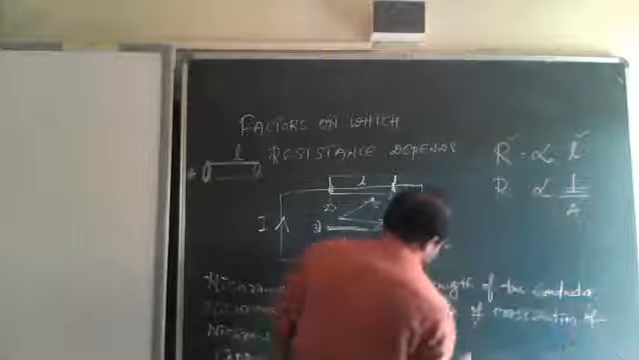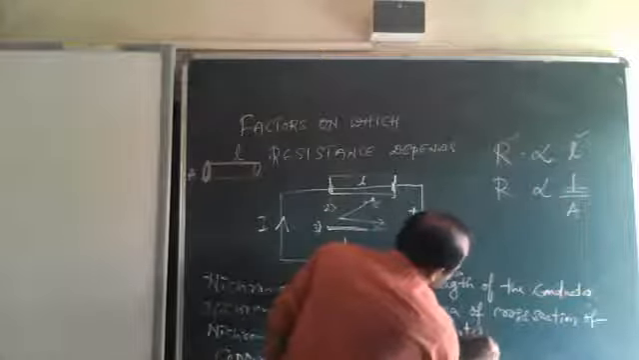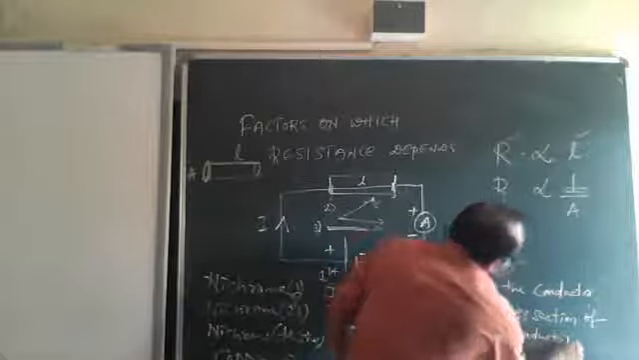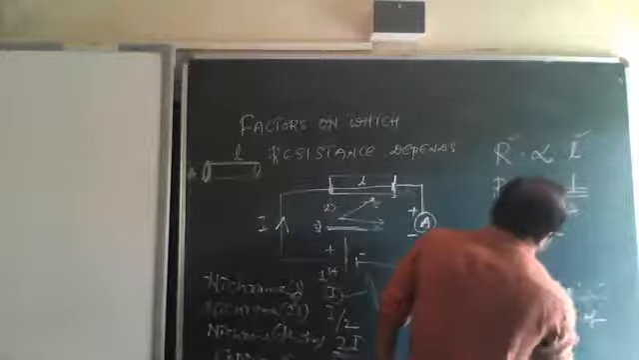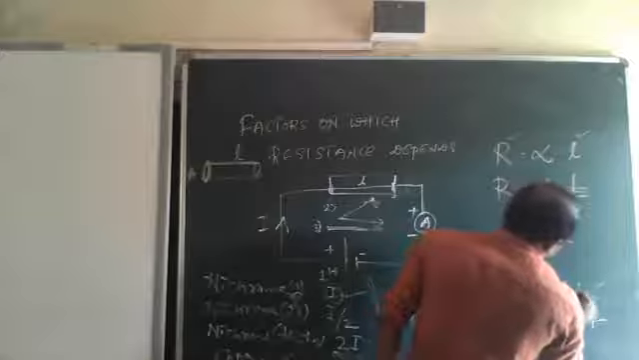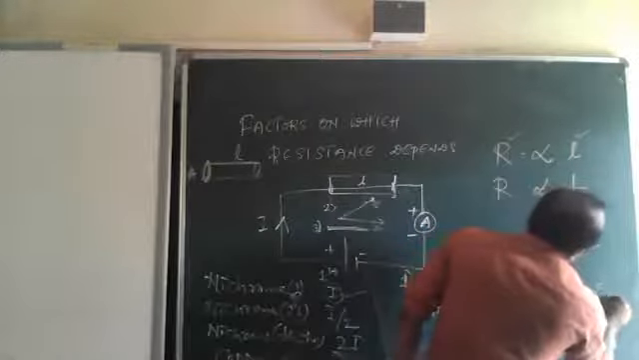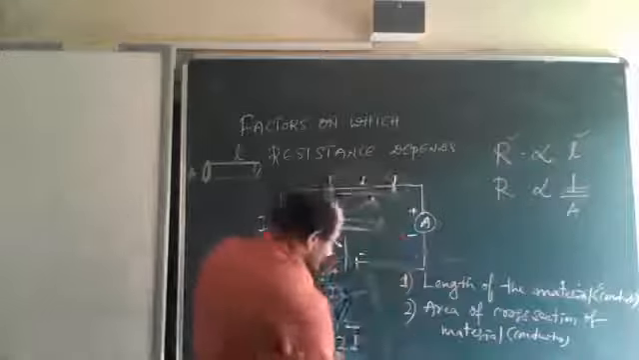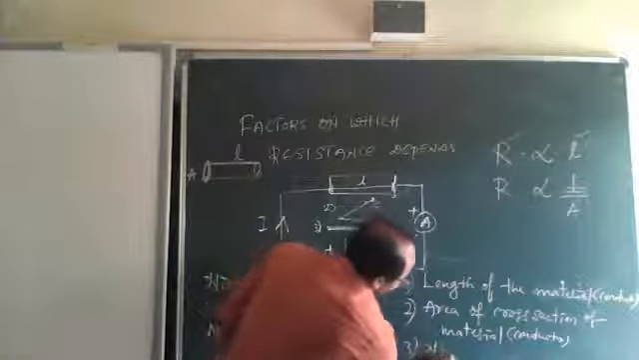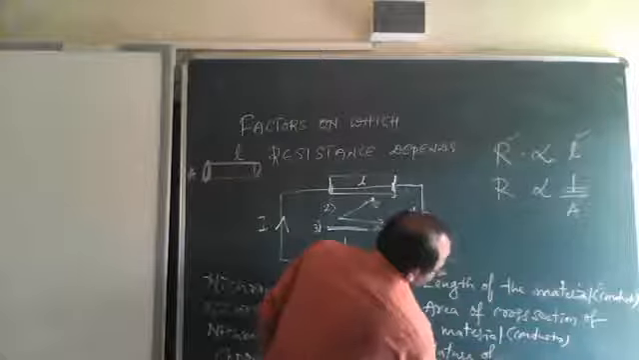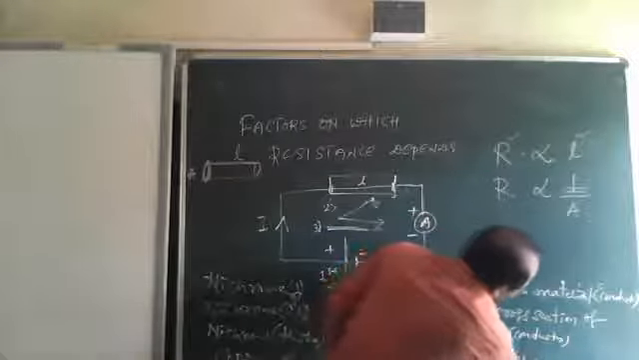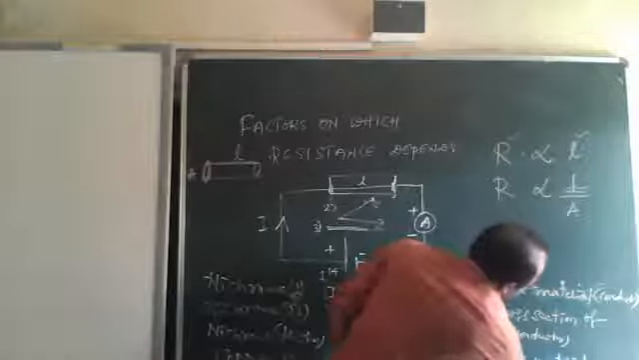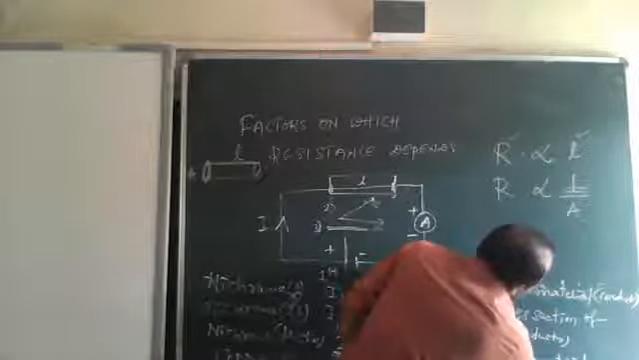Area of cross section of material, or you can say conductor, in bracket. Here we say material or conductor. Length of the material, area of cross section of material, and third one is nature of the material or conductor. So these are the three things.